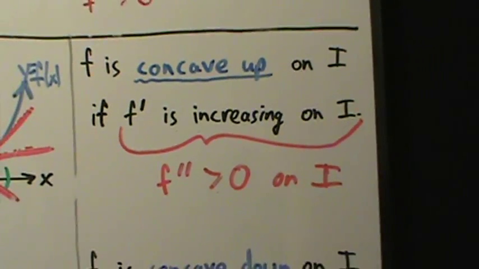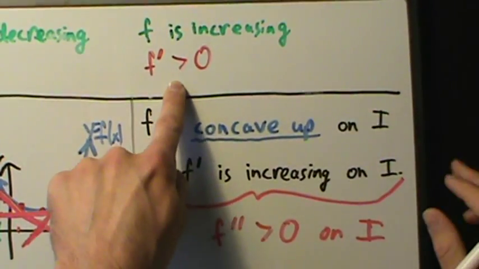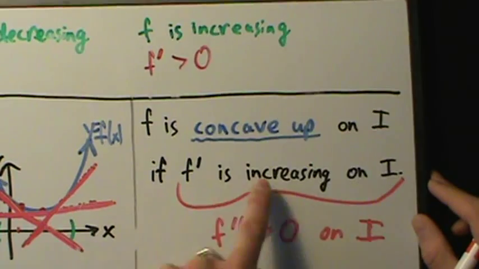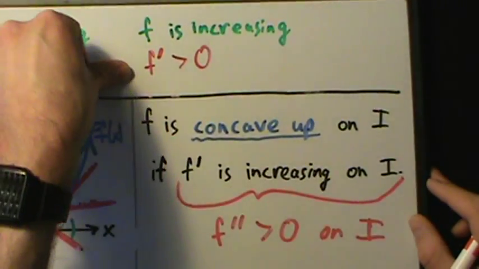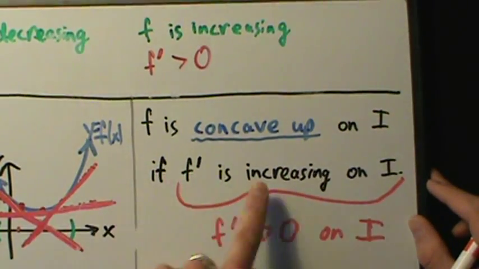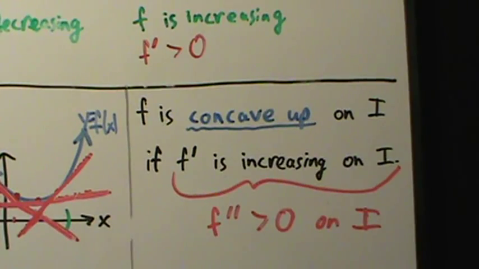So let's zoom out and see the similarities here. F is increasing when f prime is positive. F prime is increasing when f double prime is positive. A function is increasing when its derivative is positive. This function is increasing when its derivative is positive. It's the exact same kind of thing here.